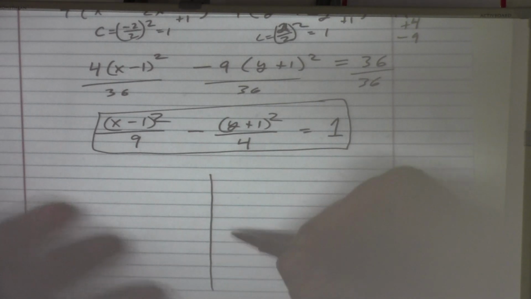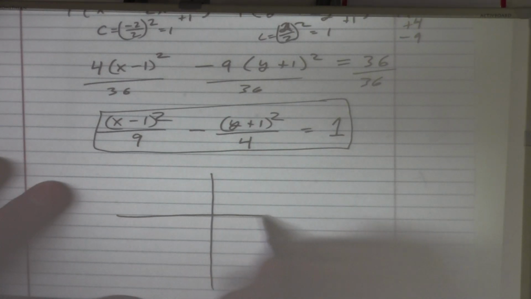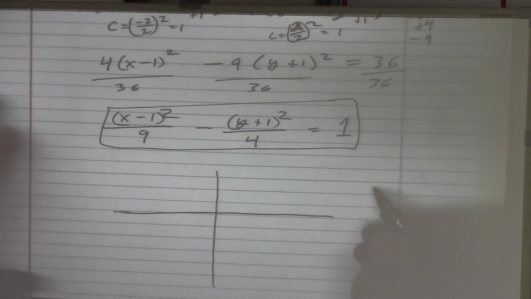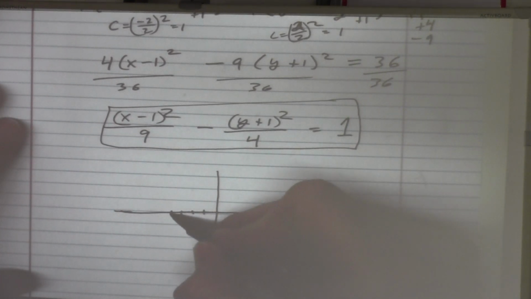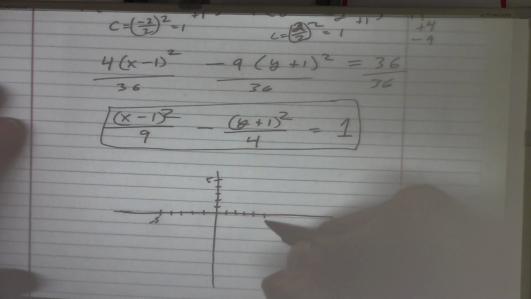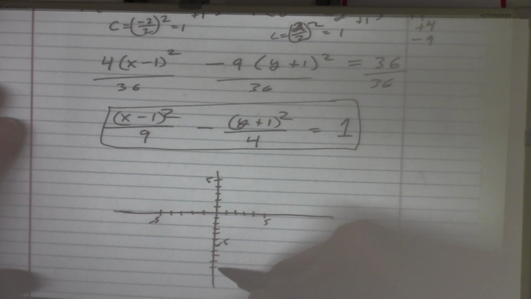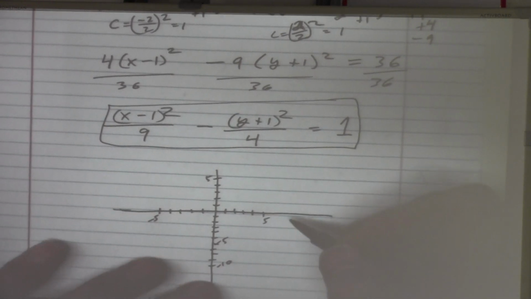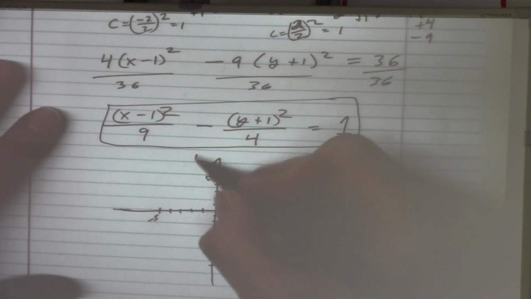Let's make ourselves a graph. And then 1, 2, 3, 4, 5. 1, 2, 3, 4, 5. 1, 2, 3, 4, 5, 6, 7, 8, 9, 10. Okay, I actually don't need to go down that far, but I have that much space, so I guess I'll use it.